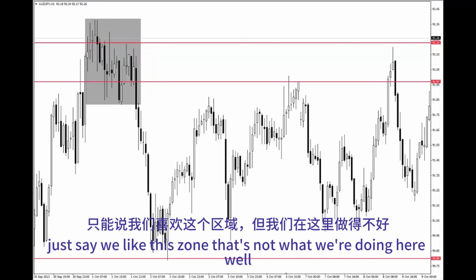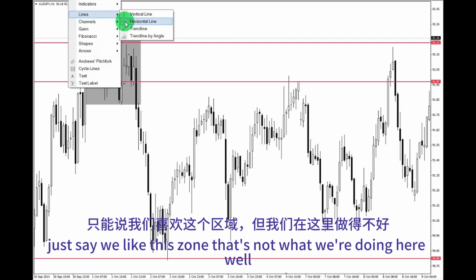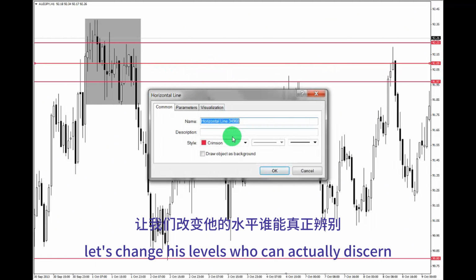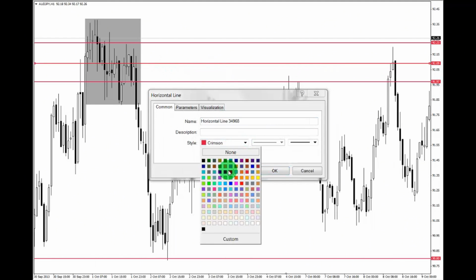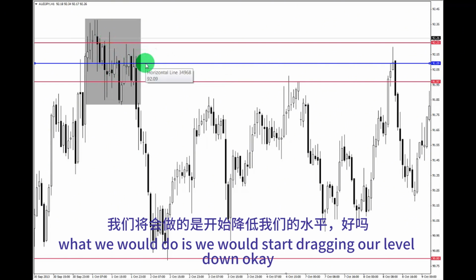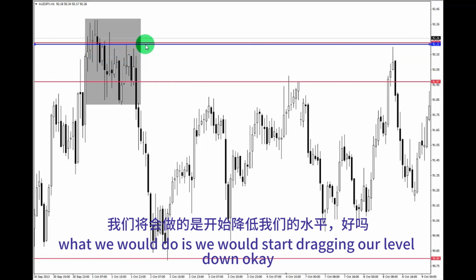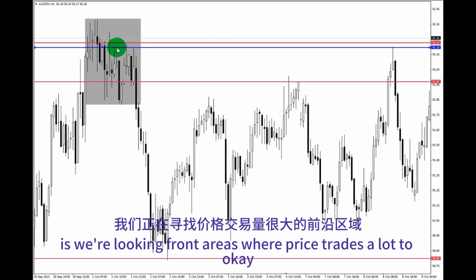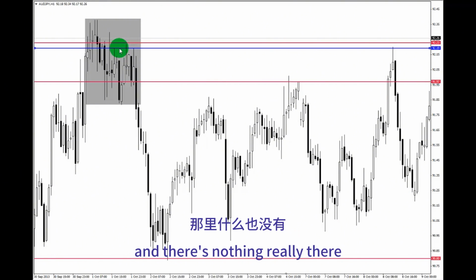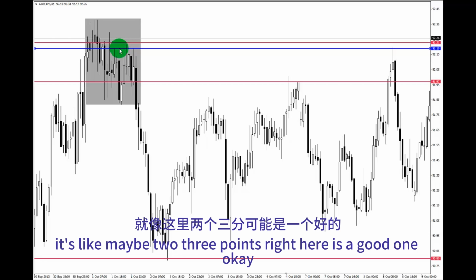Now we don't just say we like this zone. That's not what we're doing here. What I'm suggesting to you is in terms of institutional pricing, let's change this level so we can actually discern the difference. Okay. Now we have this range, this high and this low range. What we would do is we would start dragging our level down. Okay. And what we're doing is we're looking for areas where price trades a lot to. Okay. And there's nothing really there. So like maybe 2-3 points. Right here is a good one.